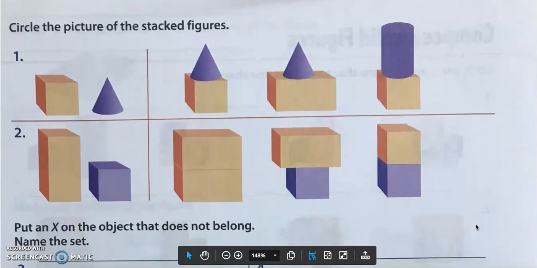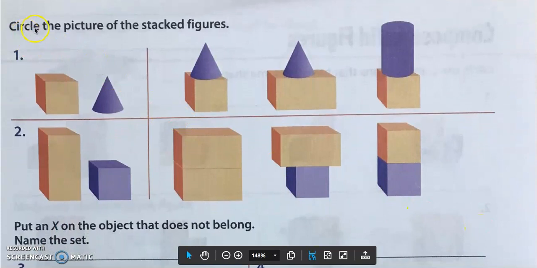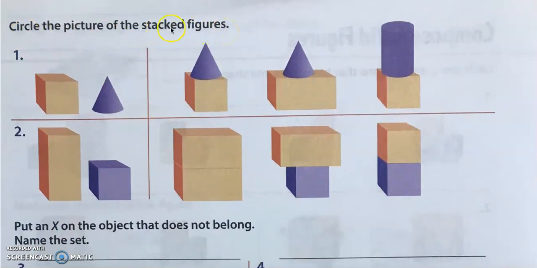Moving on to the second page, we are going to circle the picture of the stacked figures. We have these two figures over here, and if we stack these two together, what does it look like? Of course, this one, because we have a cube and a cone. We do not have a rectangular prism here. We do not have a cylinder over here. So go ahead and circle this one.